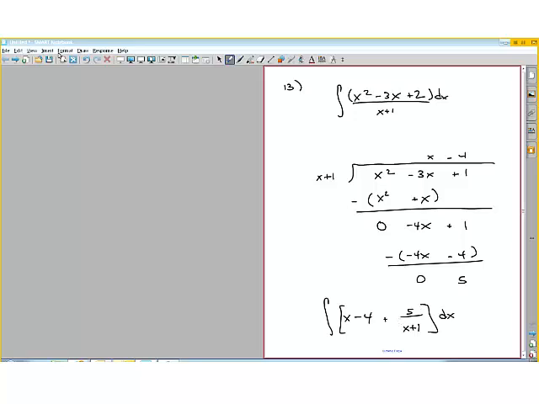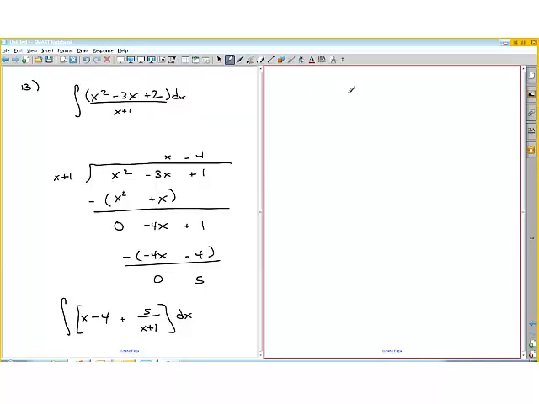So now all we have to do is integrate this. The first integral is going to be x squared divided by 2 when we integrate x. The second term is going to be 4x. The integral of a constant is the constant times x. And the last term is going to be 5, which is our constant. And then the integral of 1 over x plus 1, all it is is the natural log of the absolute value of x plus 1. And then we add our arbitrary constant c. So that's the final answer.